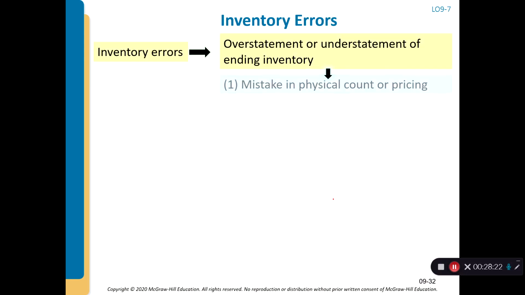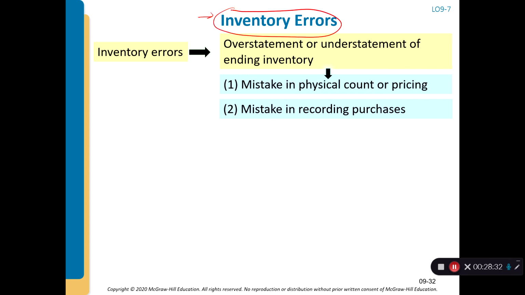Okay, so the last segment of knowledge that I want to talk about in this chapter is inventory errors. Everybody may incur some errors, and inventory errors are more frequent than usual. The errors that occur in inventory include overstating or understating ending inventory. The cause of the mistake may be a physical count mistake or a purchase recording mistake.